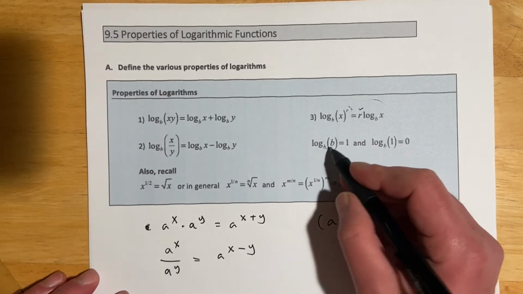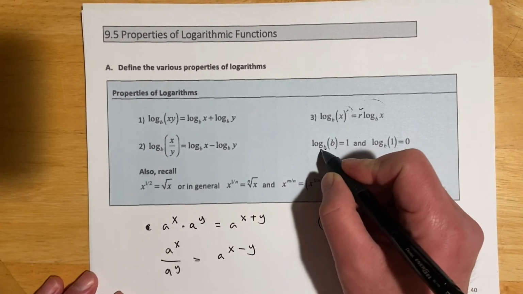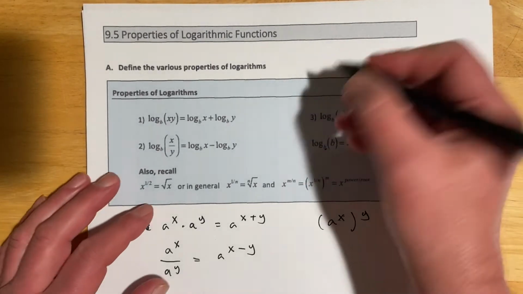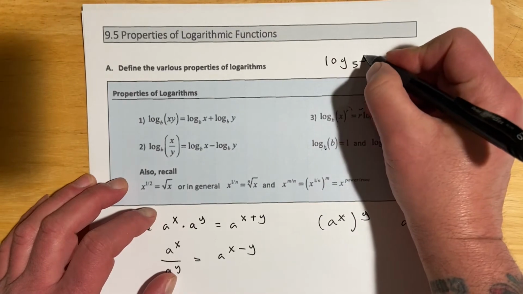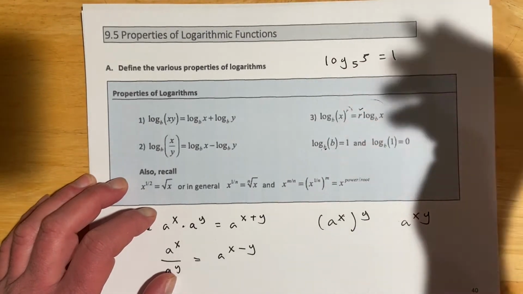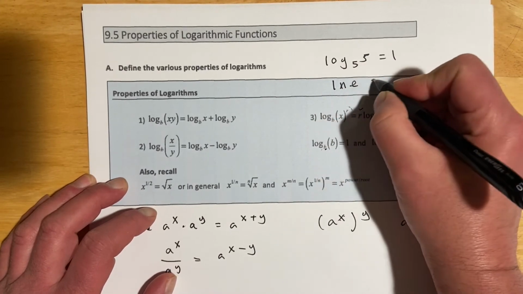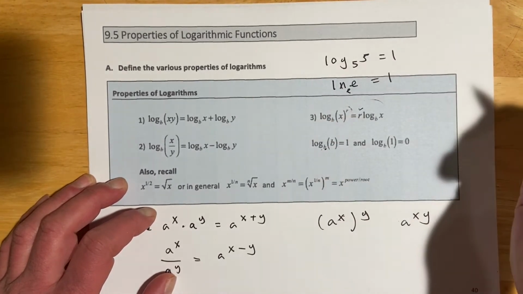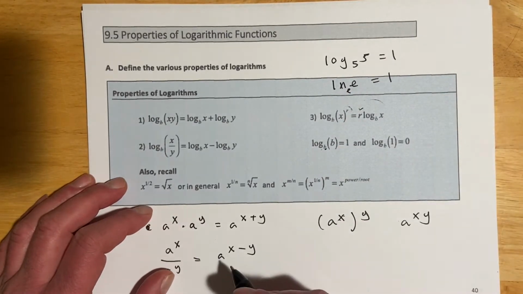These two are just reminders that if you have a log where the base and the argument are the same, that's a 1. So for instance, if I have log base 5 of 5, that says what power do I raise 5 to get 5, so that would equal 1. Likewise, a common one that we'll run into is natural log of e. That one is 1 because remember ln is base e. Log of 1, that one's always 0.